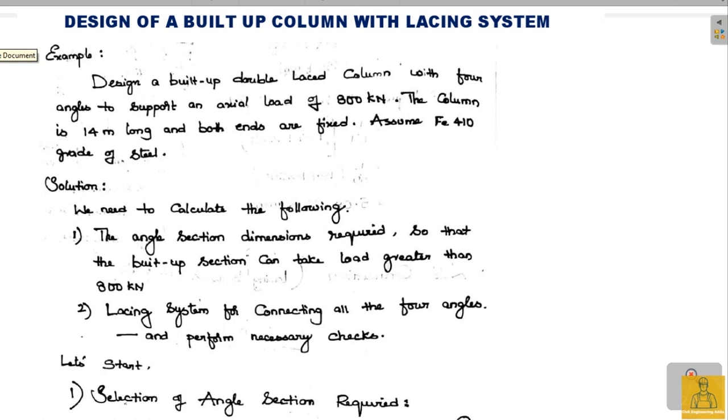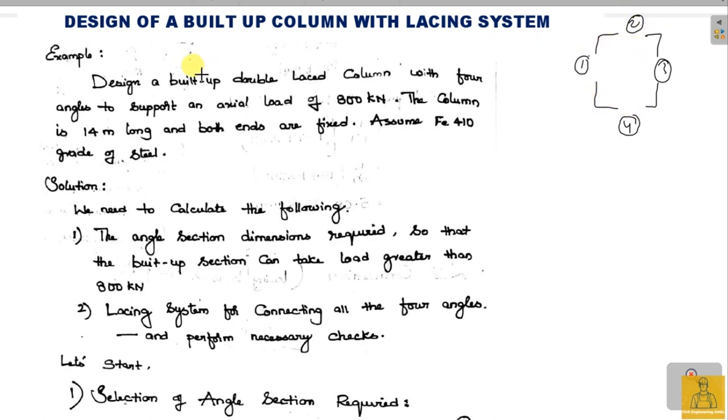In order to do that, I am considering 4 angle sections coming together to form a built-up column. So you are going to have 4 planes of lacing system, on all 4 sides. Angle sections, you know, what is an angle section, right? So this is an angle section, L. So we have 4 angle sections as shown in this figure, and we have lacing systems 1, 2, 3 and 4 joining each and every angle to form a built-up column.